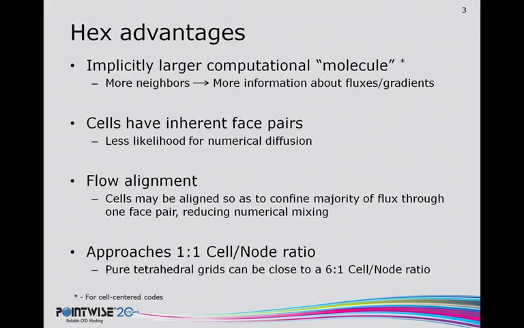multiple faces. And then this last one isn't necessarily an advantage, but it is a feature of hex grids, and that is that it approaches a 1-to-1 cell-to-node ratio. That's very useful if you're trying to use the same grid in a cell-centered code and a node-centered code, and you want to have roughly the same number of unknowns going to the solver with the same resolution. Tetrahedral grids actually get close to a 6-to-1 cell-to-node ratio, so you can wind up with vastly higher cell counts for a given resolution as dictated by your node count.